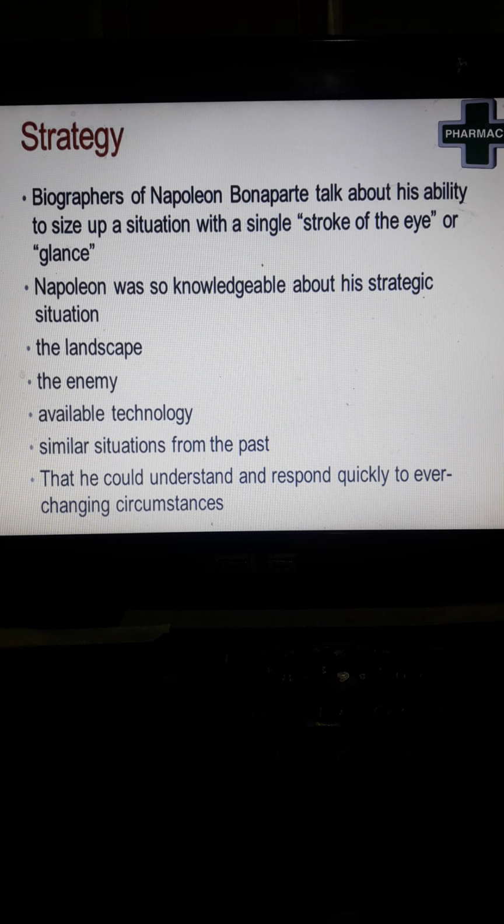Okay, if you are a leader, you have to use strategy. Plan ahead of time to overcome the enemy. So that refers to strategic planning.